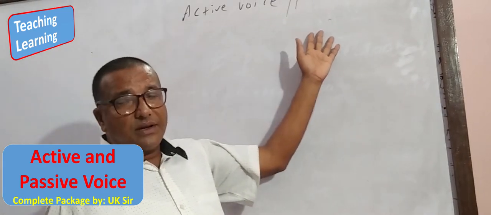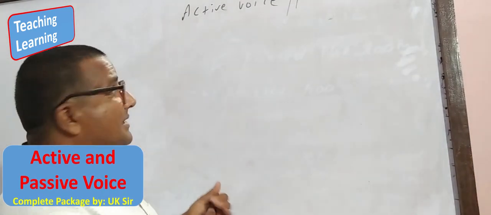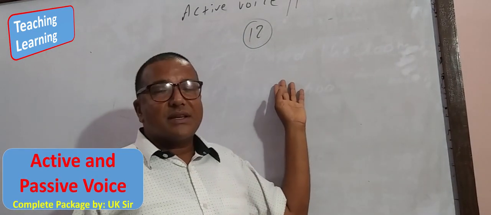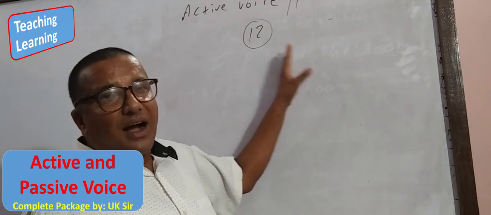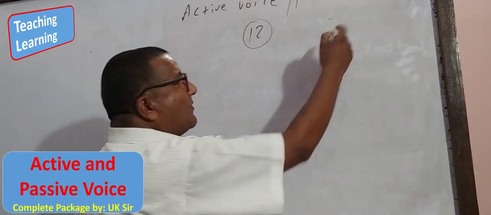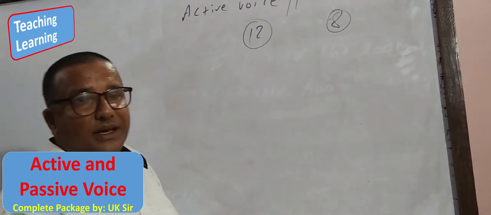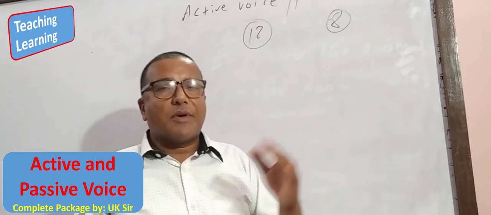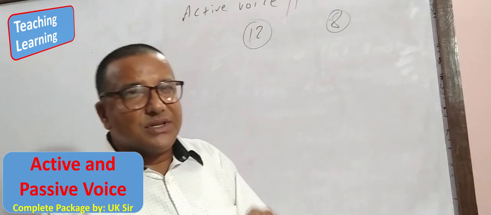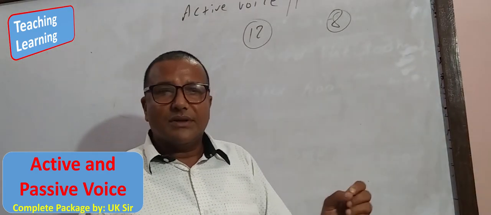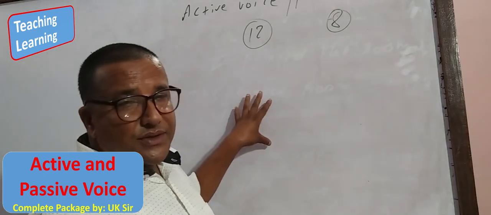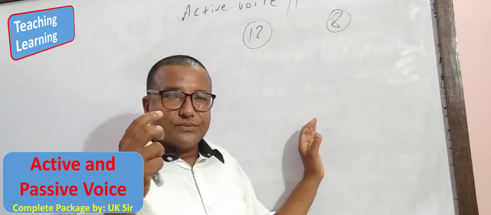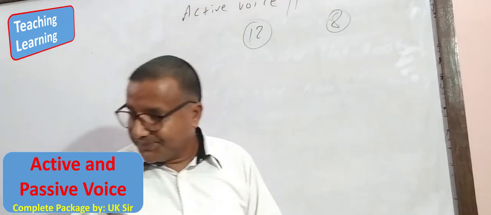Let's see here. Active voice has 12 patterns. That means all assertive sentences in the tenses are active voice, but passive voice has only 8. It doesn't have present perfect continuous, past perfect continuous, future perfect continuous, and future continuous. At first, we have to know the rules, how to make passive. Then we have to study the value of passive voice.